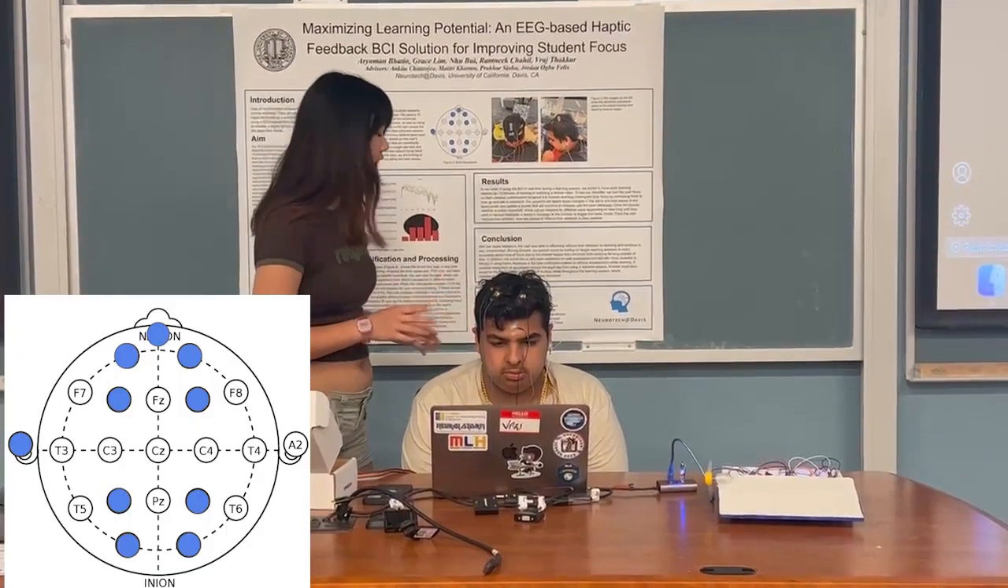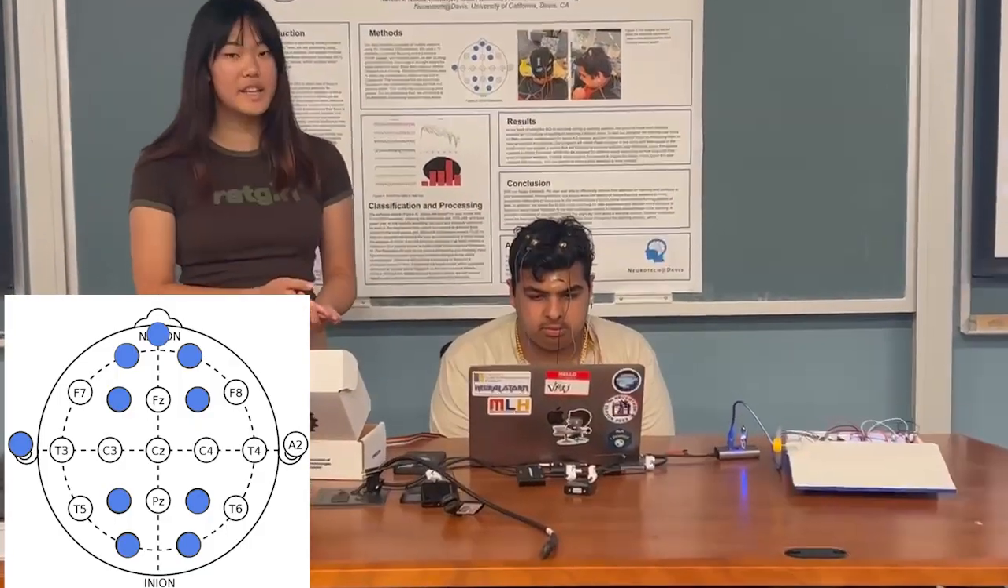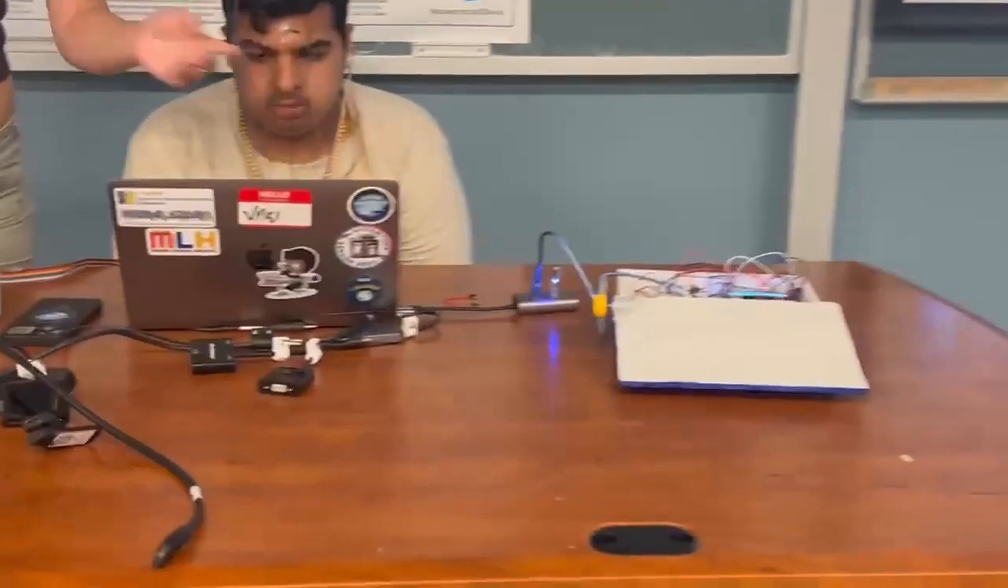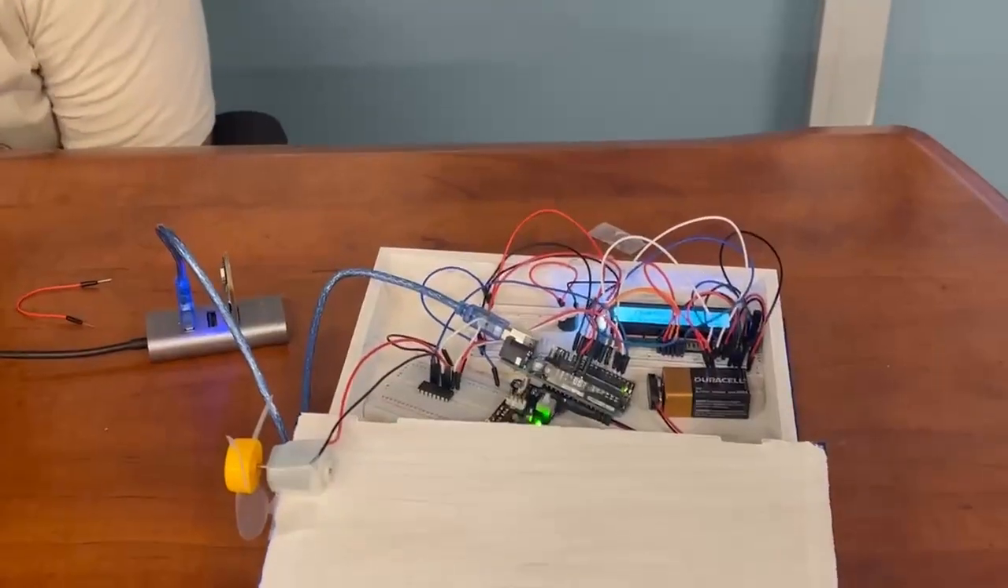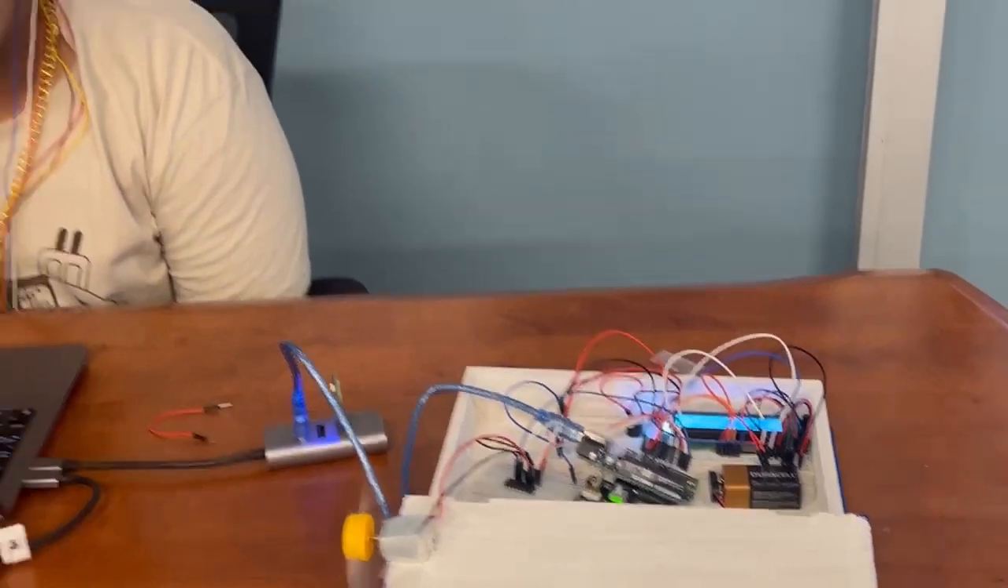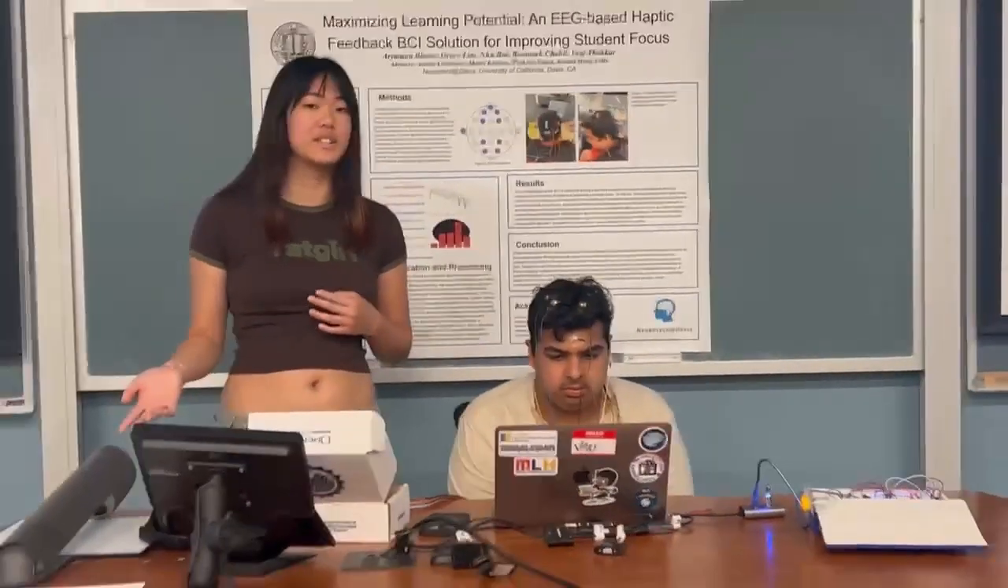And so right now we have our electrodes placed on the head with our hardware right next to him. What we have in there is our Arduino and our haptic device, which will activate when he loses focus after a certain amount of time. Like we mentioned earlier, this is a time that can be adjusted based on the user.